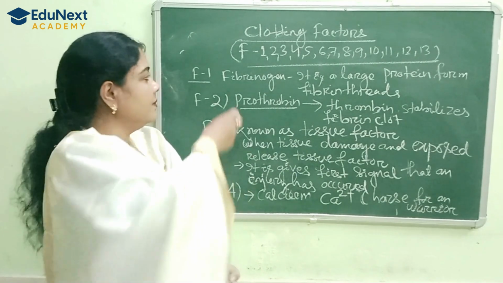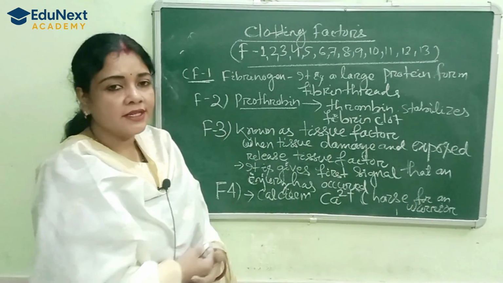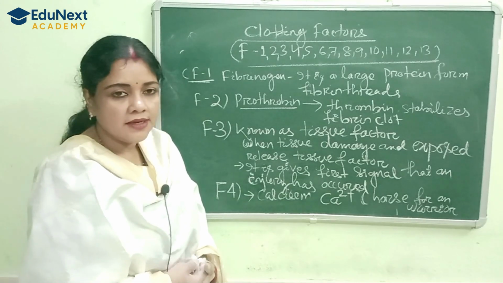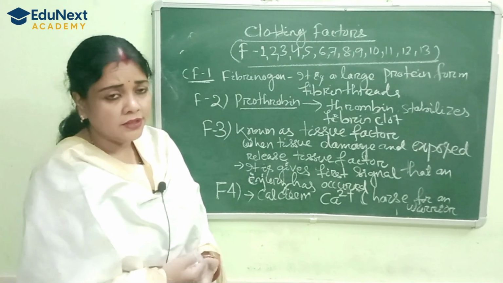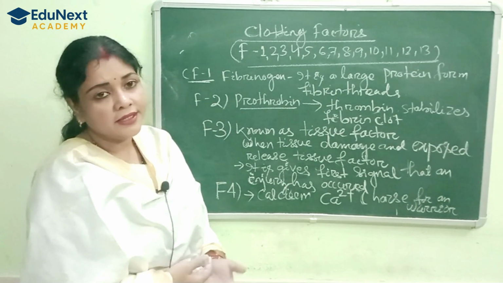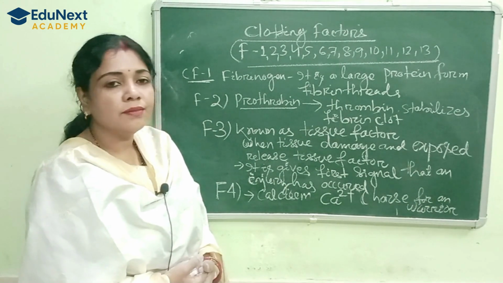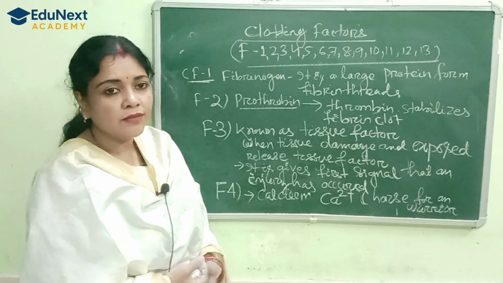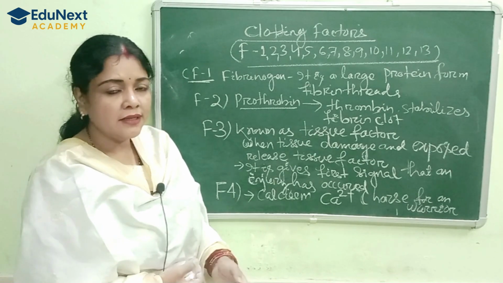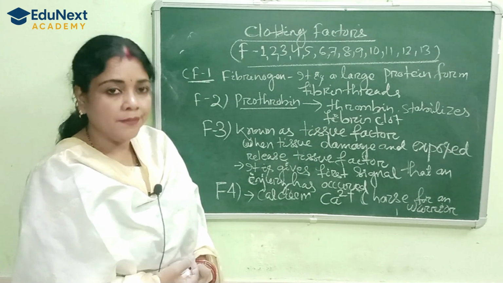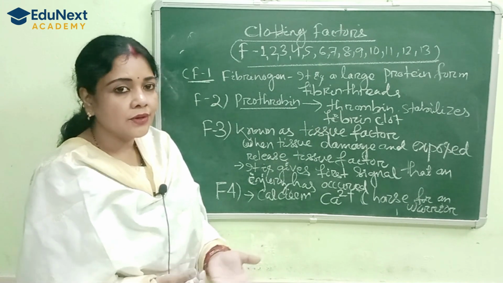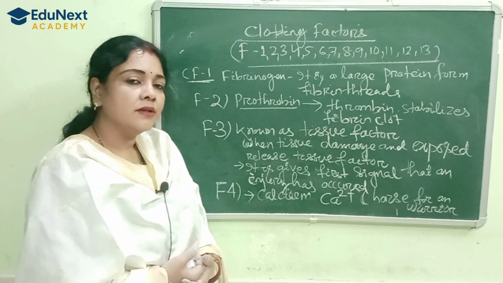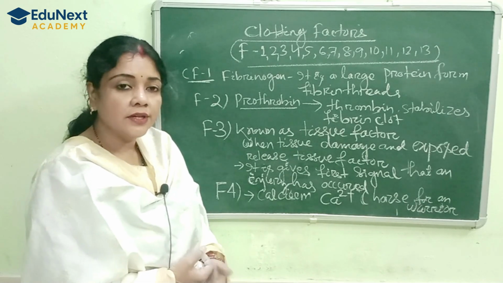The first clotting factor, you can say CF or clotting factor 1, is known as fibrinogen. This is a large protein, and that fibrinogen is converted to fibrin, just like a fiber. It is a net-like structure which covers the wound area.